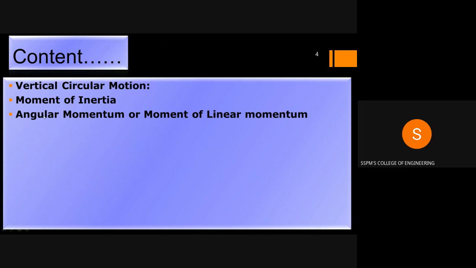Next, we have vertical circular motion. We will find the equation to maintain the vertical circular motion, that is, the equation for velocity at various points. Then next we have moment of inertia for regular shapes. And last we have angular momentum, or the moment of linear momentum. So this is the content of chapter 1. Let us see in detail.